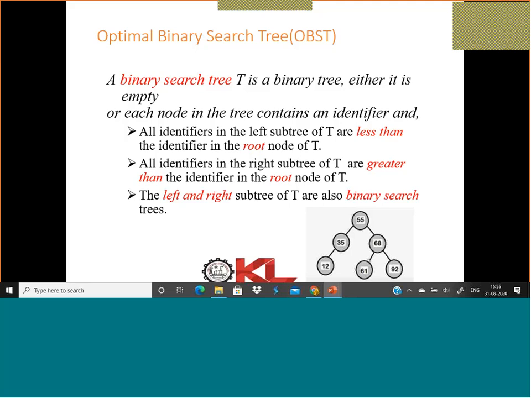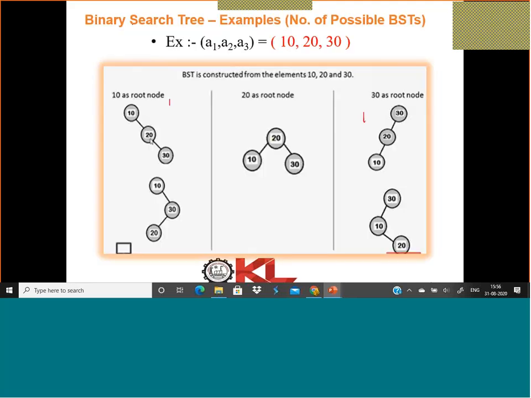So 35 is the root, and 12 is less than 35, so it belongs to the left subtree. Similarly, look at the right subtree of 55, which contains 68, 61, 92, which are greater than 55. This is applicable recursively for all the subtrees of your binary tree. So this is what a binary search tree is. Any questions about this? This concept you already know from data structures.